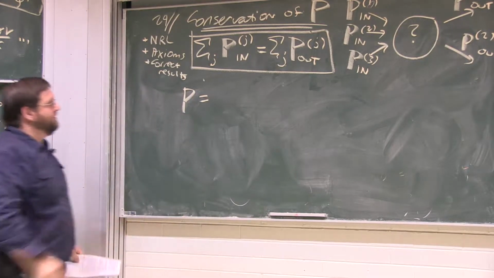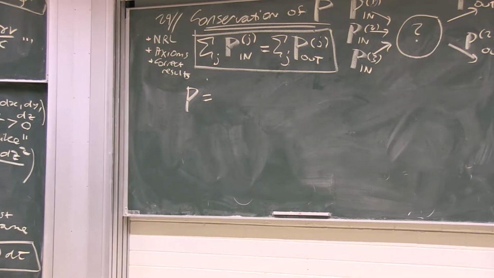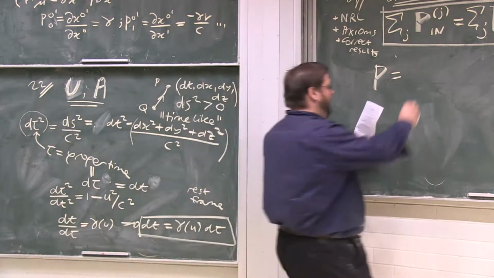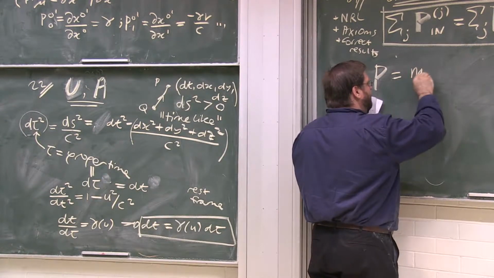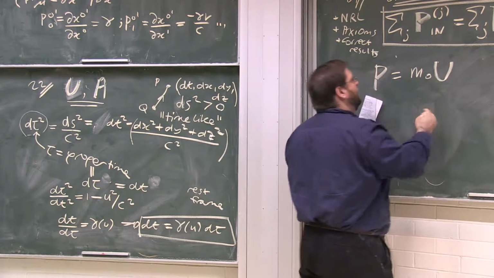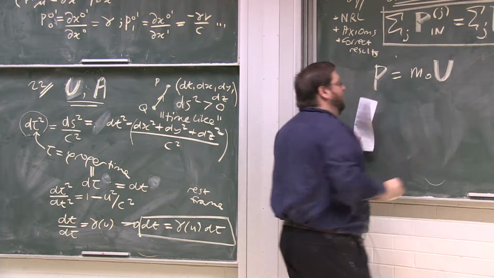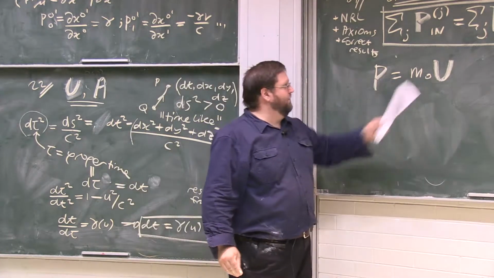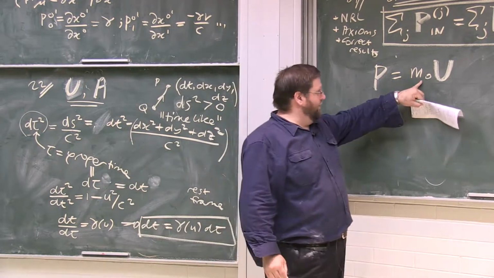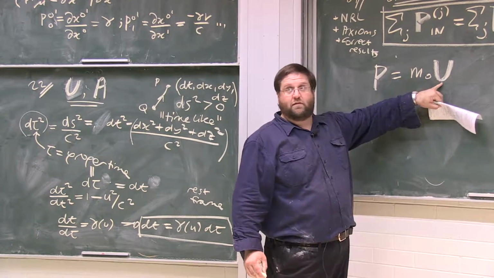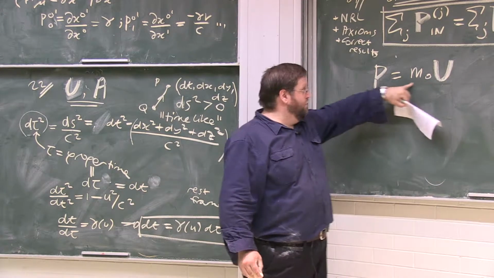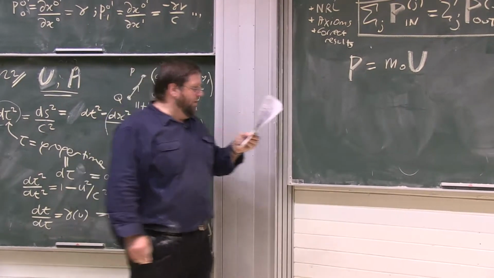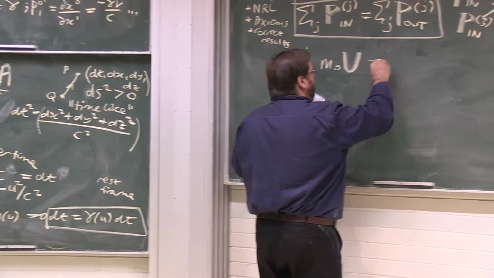Now, momentum is mass times velocity. Momentum is not a tensor, mass is not a tensor, and velocity is not a tensor. But rest mass is a tensor, and four-velocity is a tensor. So it's natural, instead of having momentum being mass times velocity, to say that four-momentum is rest mass times four-velocity. This is a tensor, a rank 0 tensor. This is a tensor, a rank 1 tensor. The product of tensors is a tensor, hence P is a tensor. So this is four-momentum.